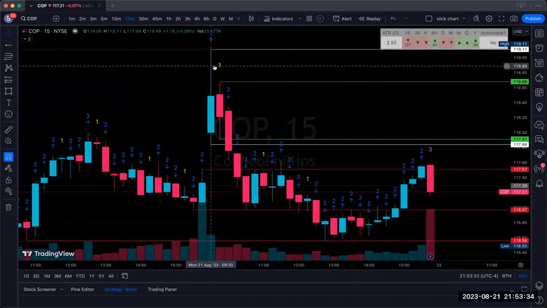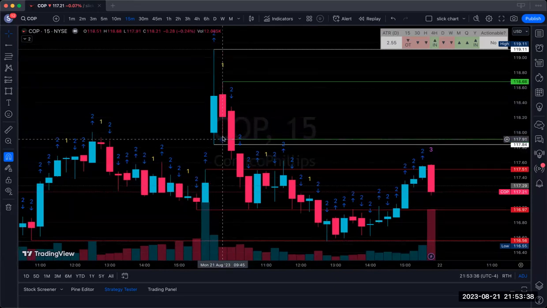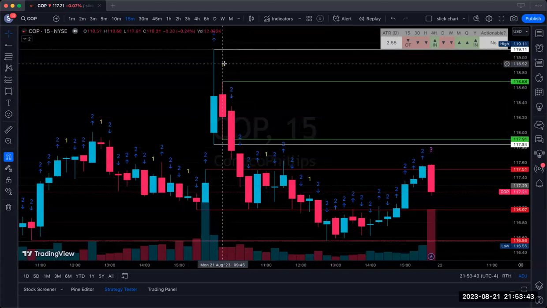First 15-minute candle, mark the high and the low. Second 15-minute candle, if it breaks the high and the low of that first 15-minute candle, you enter for puts or you enter long in your profit target.